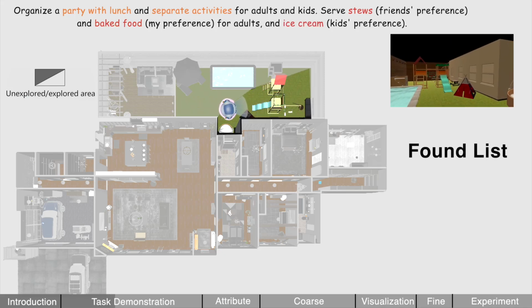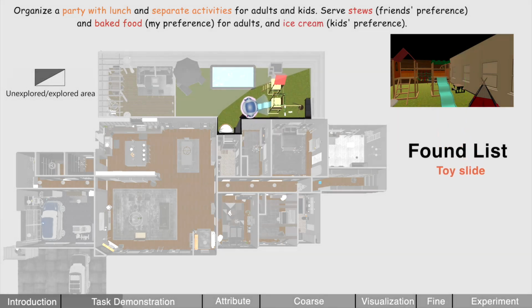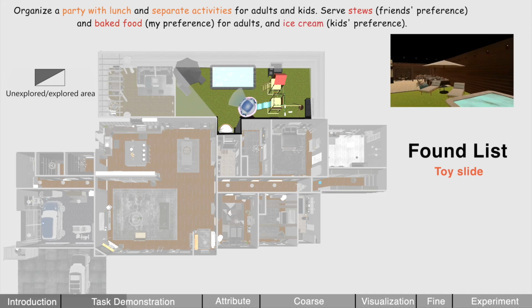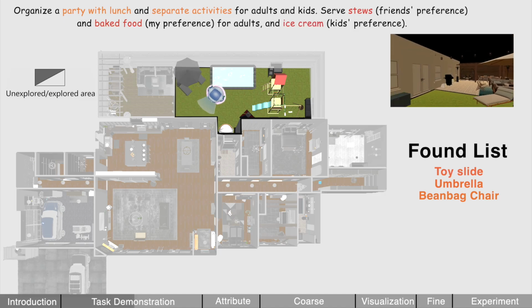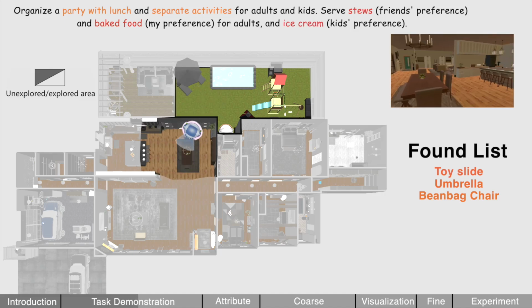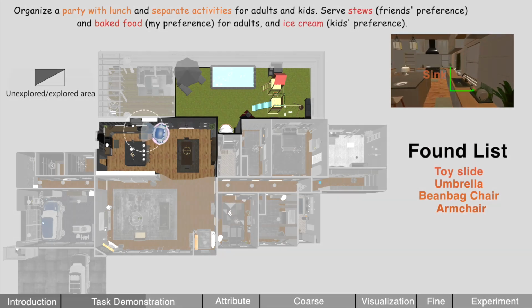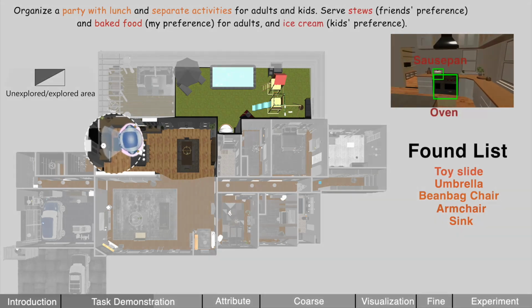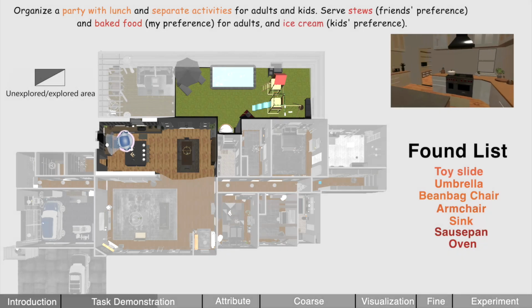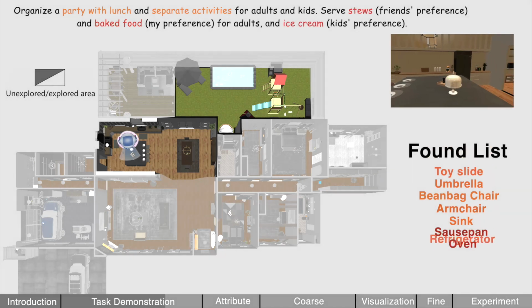When the agent walks around the gardens, it first finds toy slides for the kids to play on. Then the agent finds beanbag chairs and umbrellas for the adults to rest on. The agent walks indoors, finds armchairs and some kitchen items that can be used to prepare lunch. Specifically, the agent finds a saucepan for stews and an oven for baking food. Then the agent finds a refrigerator with food but no ice cream.